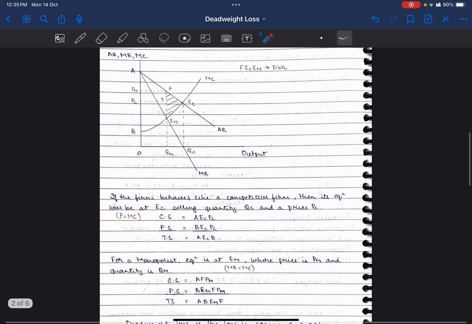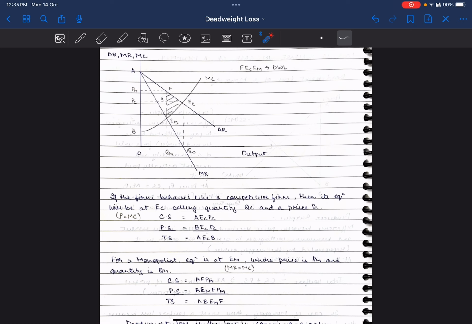Now, if the firm behaves like a perfectly competitive firm, then its equilibrium will be at EC. The firm will charge a price PC and it will sell QC. We have seen in the previous page that the consumer surplus will be this area AECPC, and the producer surplus will be this area BPCEC, and the total surplus is the entire triangle. For a monopolist, equilibrium is at EM.